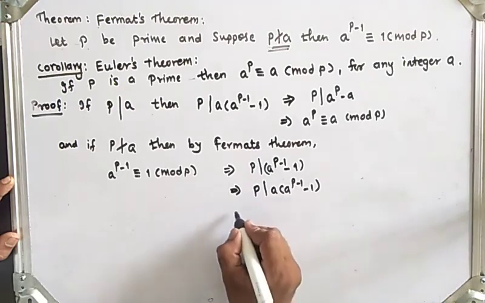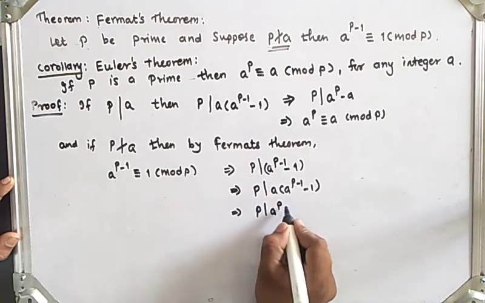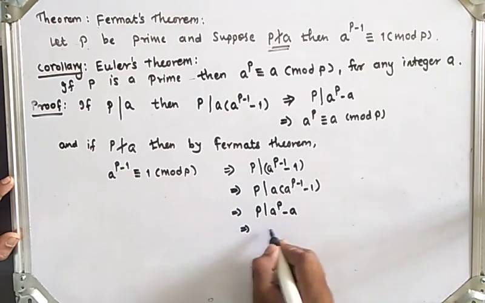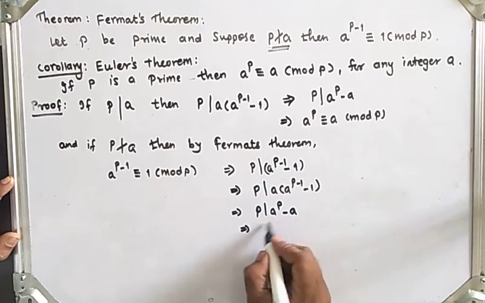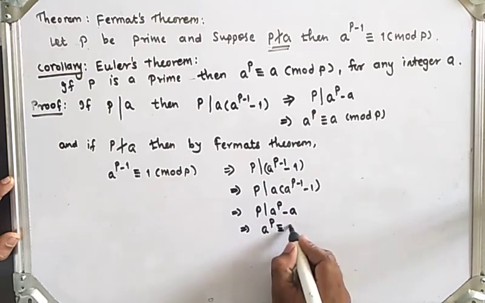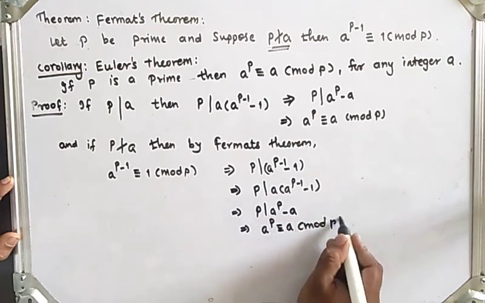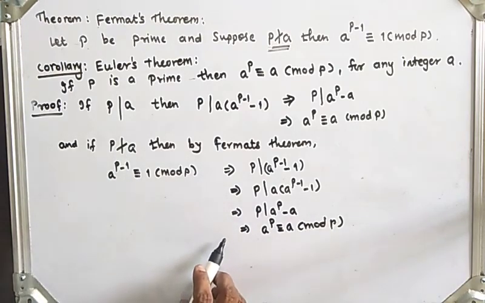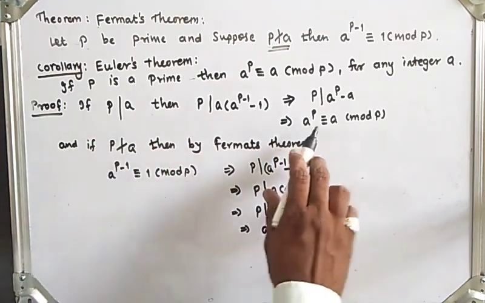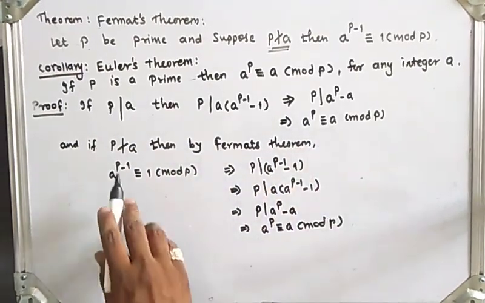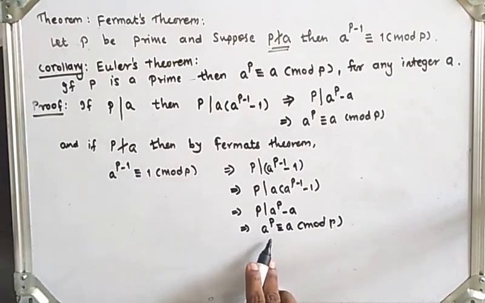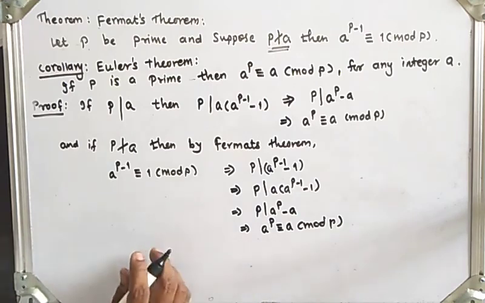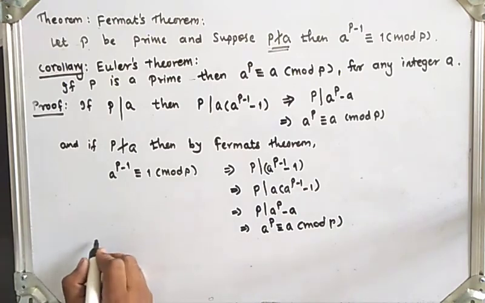So similarly, p divides a raised to p minus a, by multiplying this out, and by using the definition of congruence, a raised to p is congruent to a modulo p. This is for the case p doesn't divide a. Means in both the cases, if p divides a, then we get a raised to p congruent to a modulo p, and if p doesn't divide a, then we get a raised to p congruent to a modulo p, right? Hence in both cases we get the result.